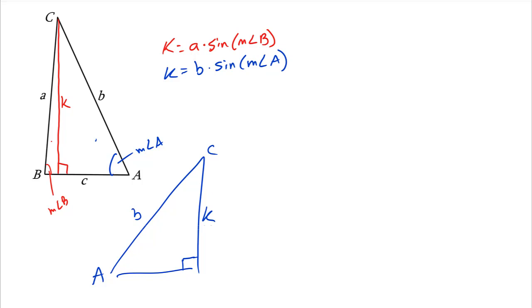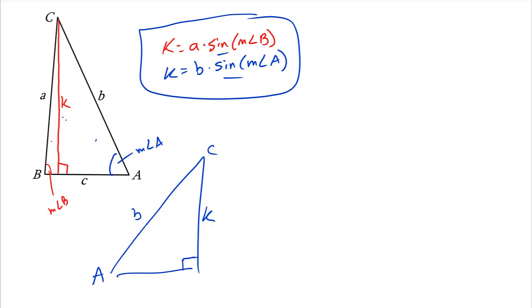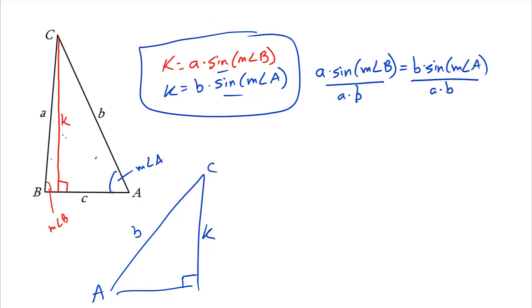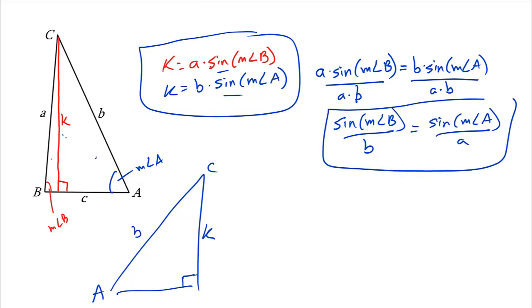But kind of like before, what we concluded was that because these two expressions both represented the length of this particular altitude, we must have that A times the sine of the measure of angle B must be equal to B times the sine of the measure of angle A. And now, kind of like before, we factor out A divided by A, which is 1, times sine of the measure of angle B divided by B. Over here, we would factor out B over B, which is 1, times sine of the measure of angle A divided by the side length A. So we end up getting that these two ratios are the same.